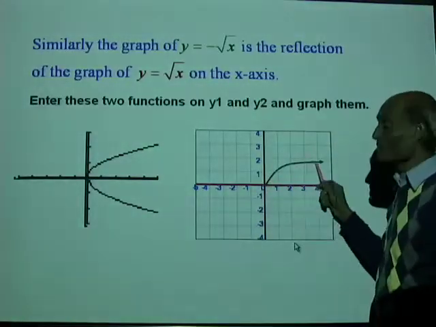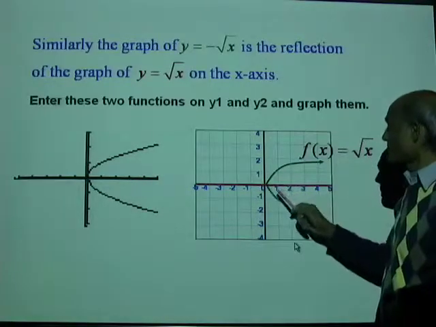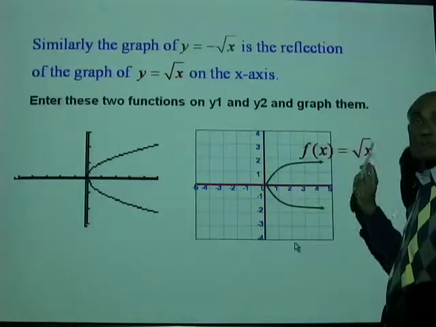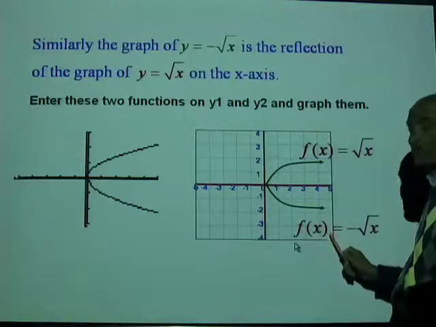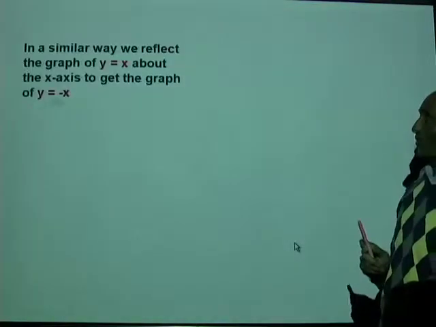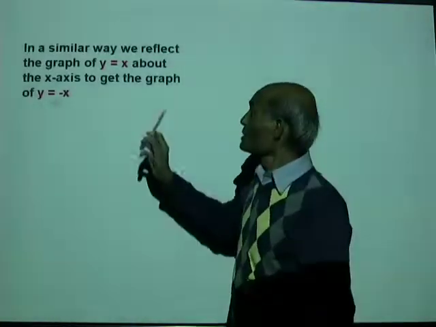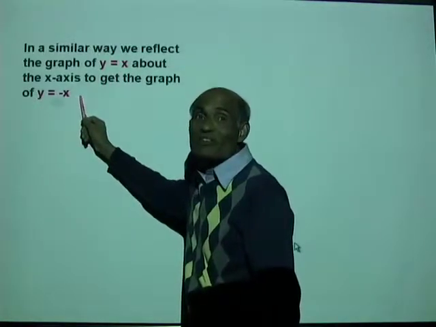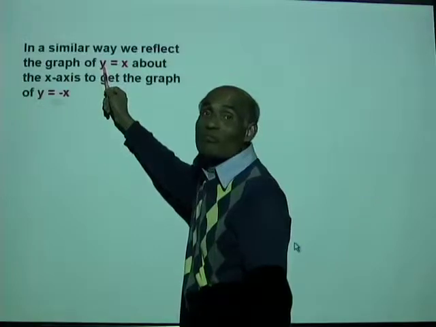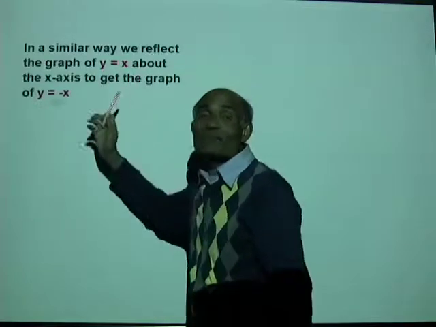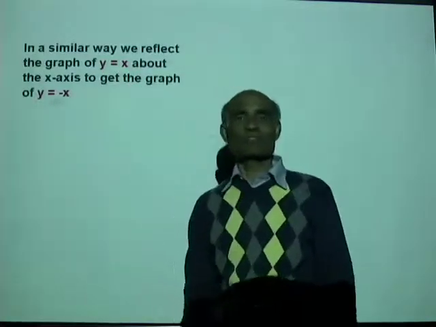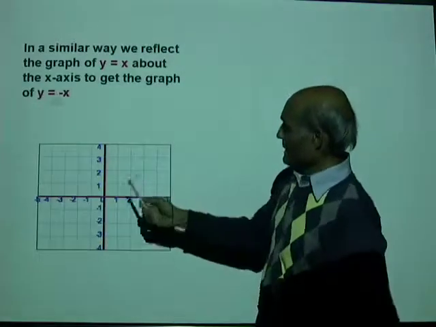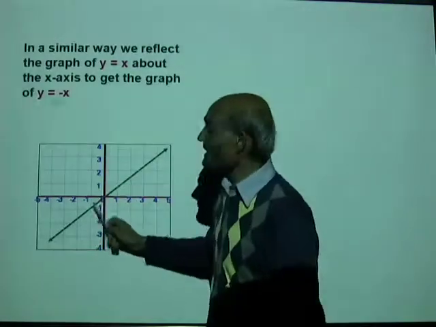Alright, y equal to square root of x, or f(x) equal to square root of x, f(x) equal to negative square root of x. Similarly, the graph of y equal to negative x can be obtained by reflecting the graph of y equal to x on the x-axis. Alright, how does the graph of y equal to x look?